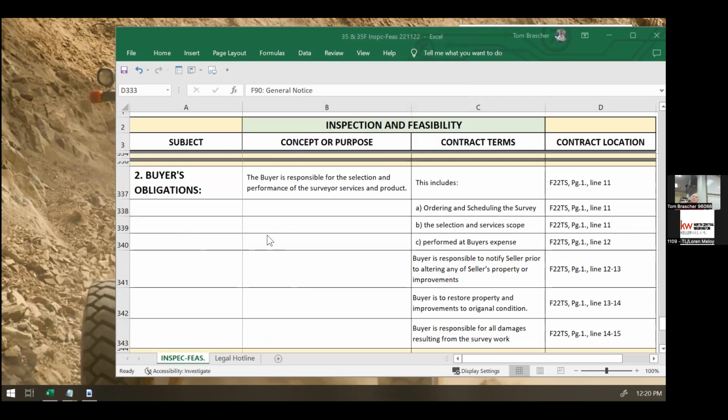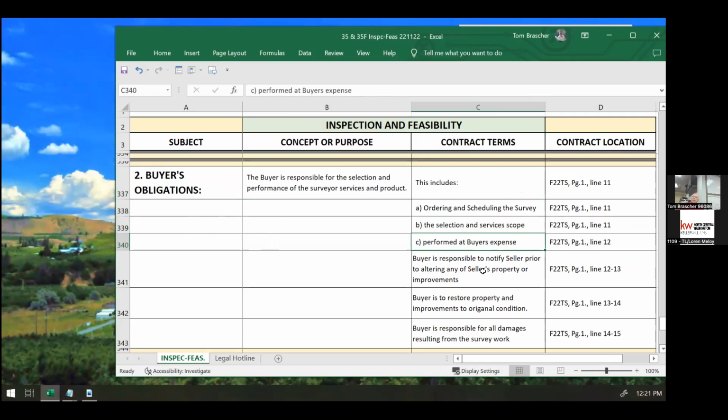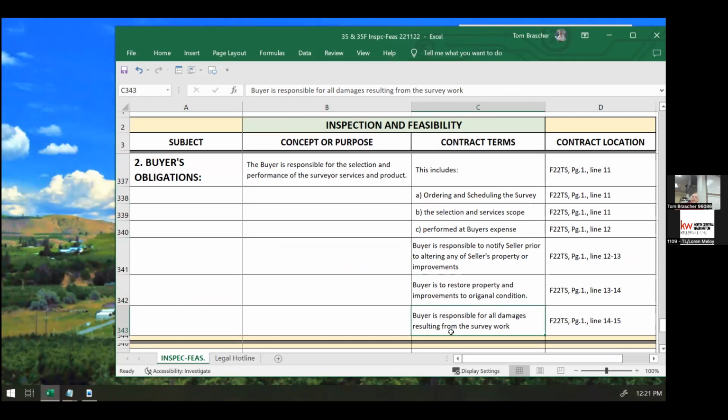So the buyer's obligations, where are we at now? Where's the survey? In item 2 in the survey, the buyer is responsible for ordering and scheduling the survey, the selection of the service and scope, and performance at the buyer's expense. The buyer is responsible to notify the seller prior to altering anything on the property. The buyer is to restore the property and improvements to the original condition, and the buyer is responsible for all damages resulting from the survey.